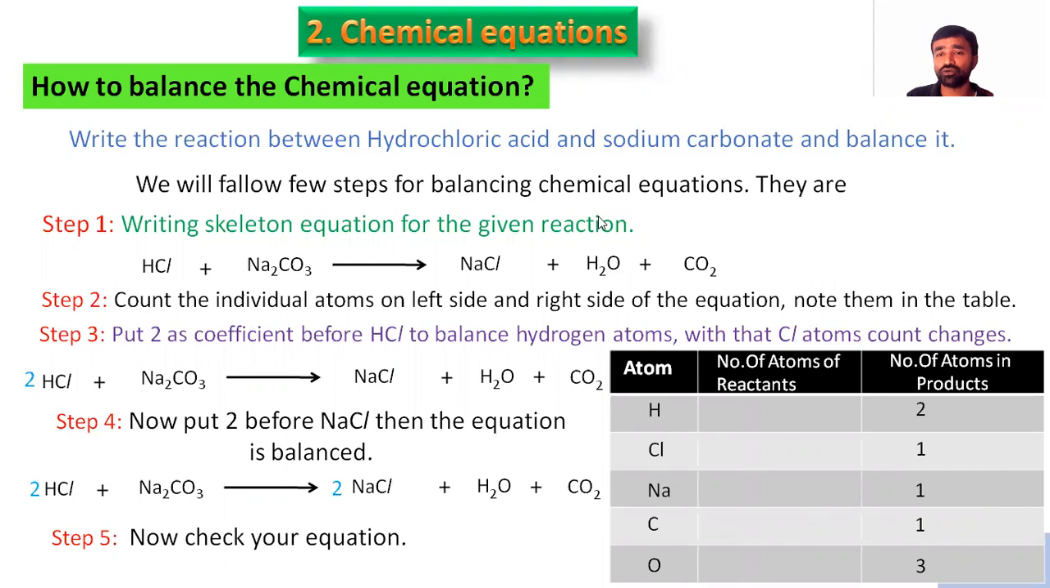So again, I am writing the counts in the table. Hydrogens on LHS side 2, chlorines 2, sodiums 2, carbon 1, oxygens 3. Then on the RHS side: hydrogens 2, chlorines 2 in NaCl, sodiums 2 in NaCl, carbons 1 in carbon dioxide, oxygens totally 3, 1 in H2O and 2 in carbon dioxide. So this is the balancing of equations stepwise.